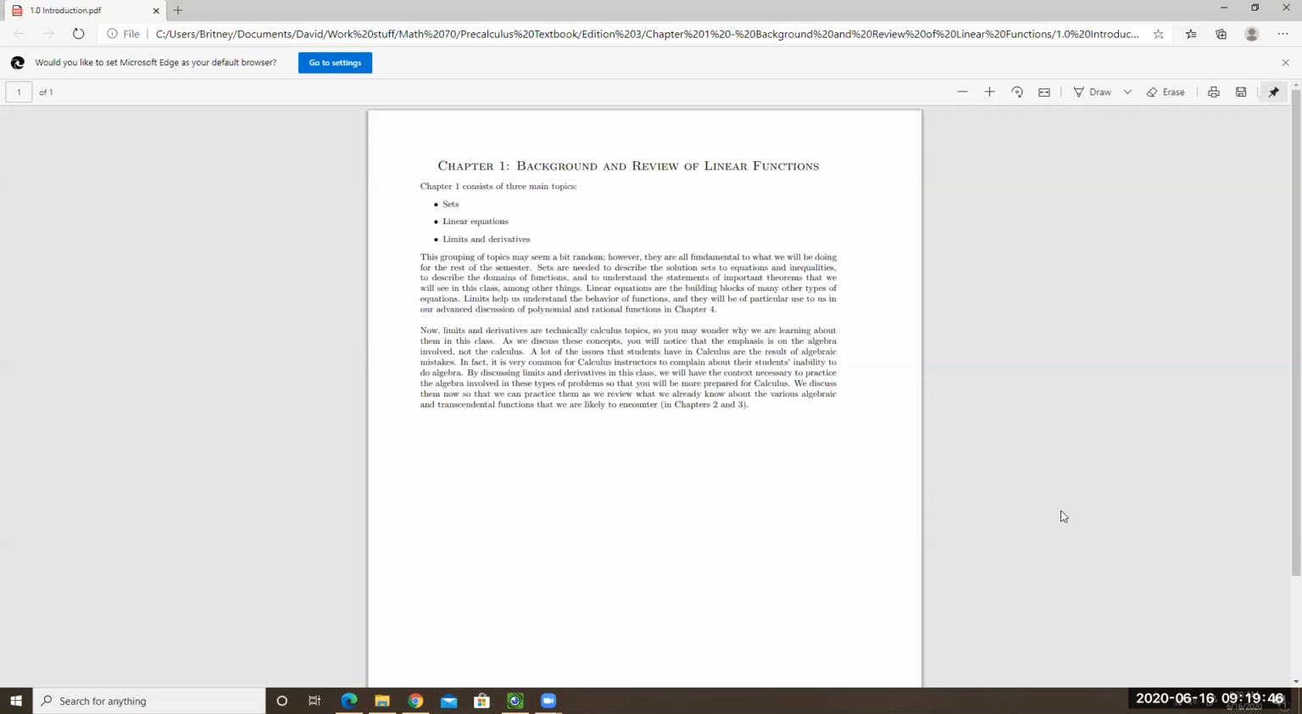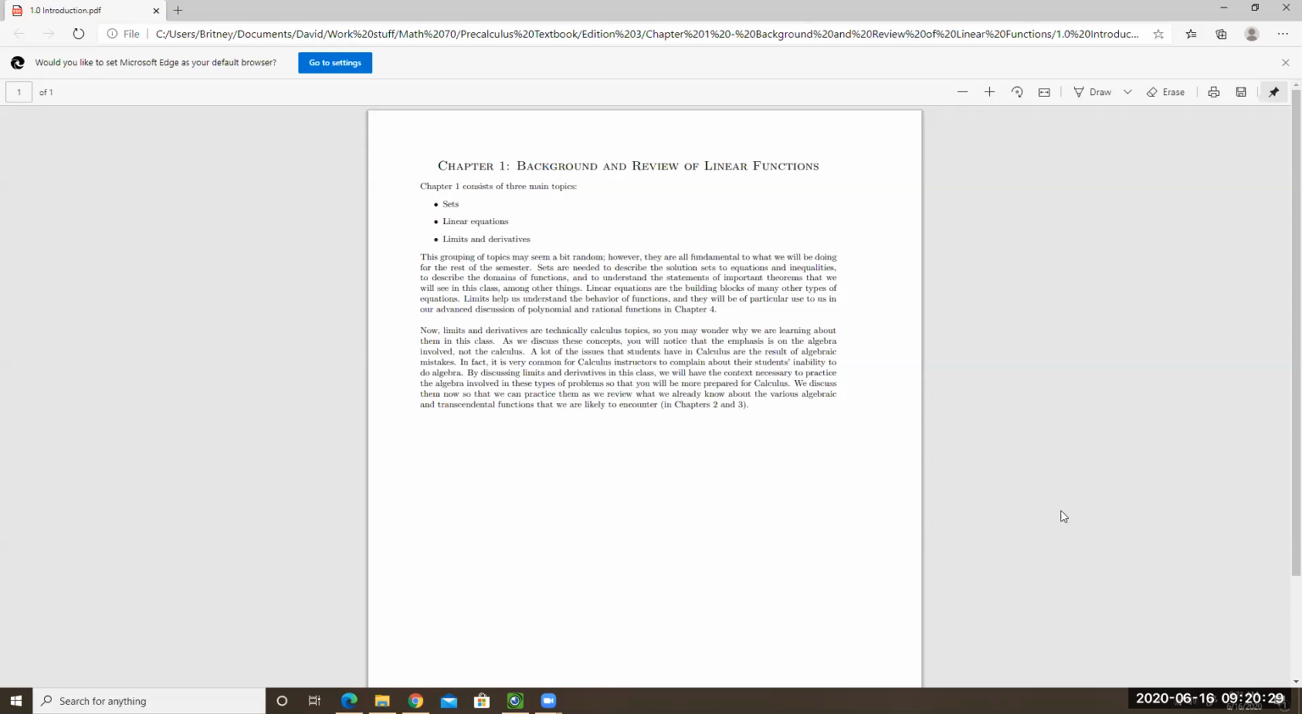My main reason for introducing limits and derivatives here is because a lot of the problems that students have in calculus is really not with the calculus, it's with the algebra behind them. It's a common complaint among calculus instructors that their students can't do algebra. And it's my belief that the reason we have this perception as calculus instructors is not because you can't do algebra, it's just because you haven't been exposed to the kind of algebra that you're going to have to be comfortable doing in calculus. So the only way you're going to be comfortable with that is if I show you the kinds of algebra problems that you're going to see in calculus.